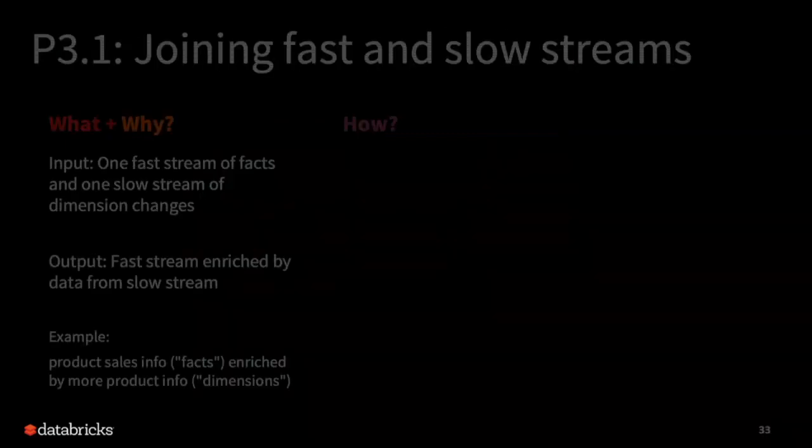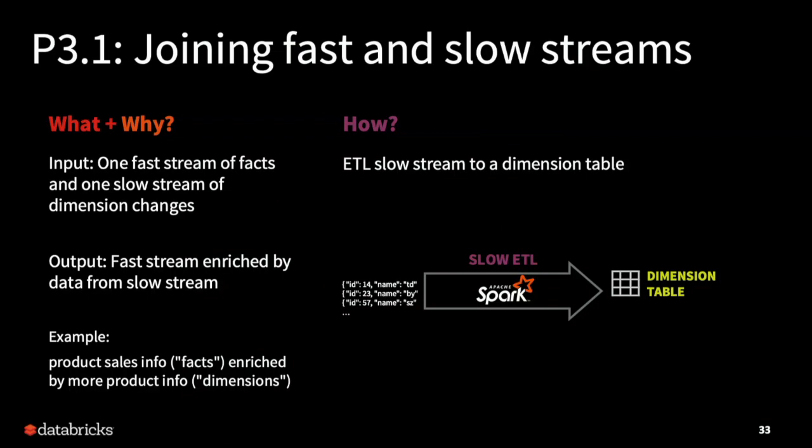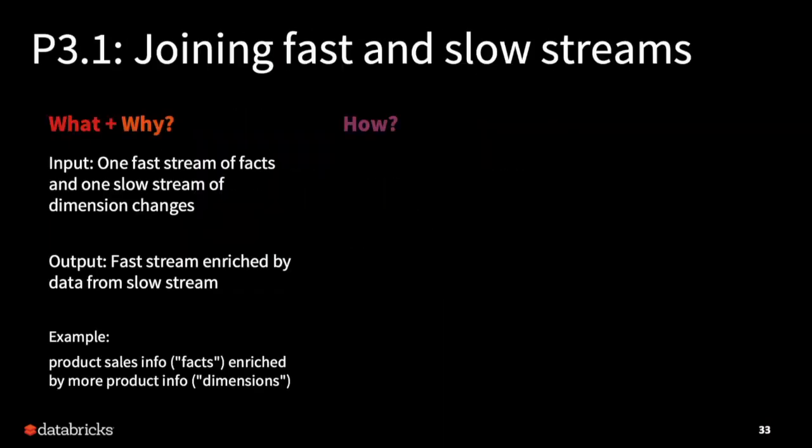There are two ways of thinking about this. The multiple inputs can be thought of either as joining a fast data stream with a slow data stream, or a fast stream with a fast stream. A typical case of joining a fast data stream with a slow data stream is having a fast facts table and joining with a slow dimension table.